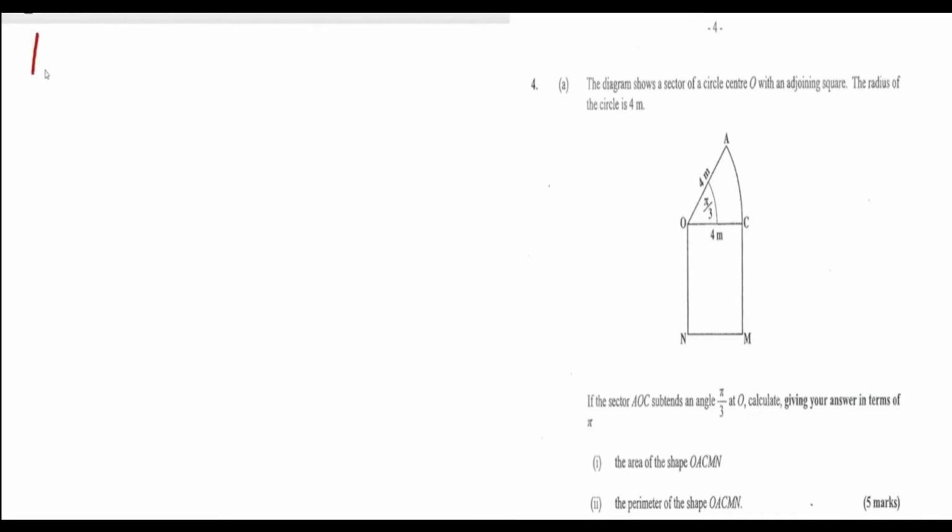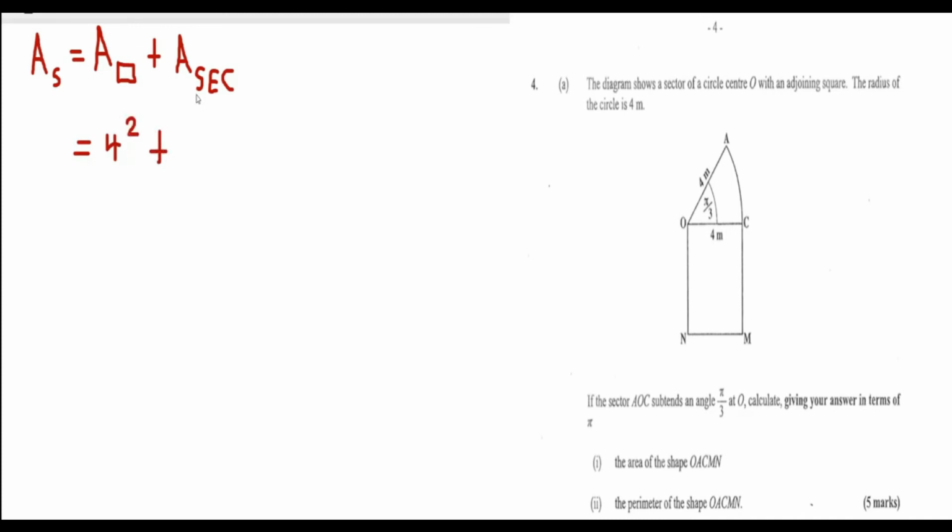So the area of the shape is going to be the area of the sector. So I'm going to call the shape S. Area of S is going to be equal to the area of the square part plus the area of the sector. I'm going to write sec for sector. Now this is part 1. The area of the square is going to be length times width, which is 4 times 4, so it's 4 squared, plus the area of the sector.